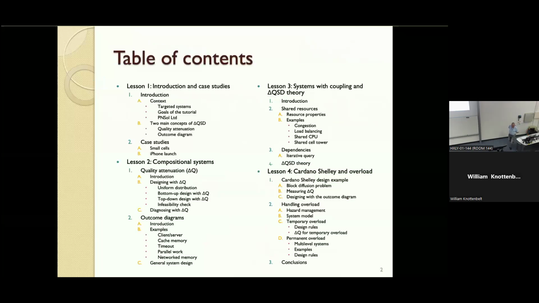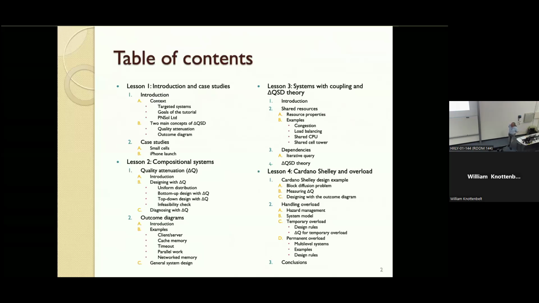Let me first explain how the tutorial is going to be organized. This is a full day tutorial. We have 4 lessons, and the first 3 lessons will have small lab sessions. We have a software tool that lets you compute interactively the CDF of the performance of the system. In the first lesson, we're going to present case studies. I'm going to present 2 case studies from the company P and Sol, which are real industrial case studies.